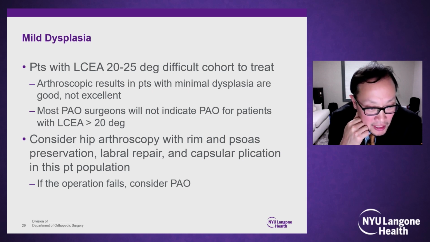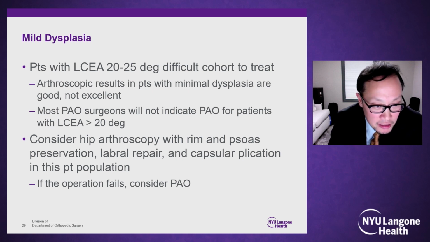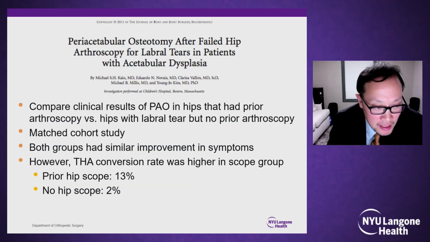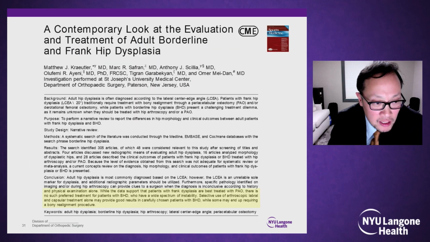So I think hip arthroscopy has now given us the opportunity to treat this population where you have minimal to mild dysplasia. And in this population, you want to avoid any rim trimming, preserve the psoas, perform an anatomic labral repair, and plicate the capsule. And if the operation fails, you can still perform a PAO. Young-Jo Kim's group showed that you can have successful PAO after failed hip arthroscopy, but there was a higher conversion to total hip replacement.